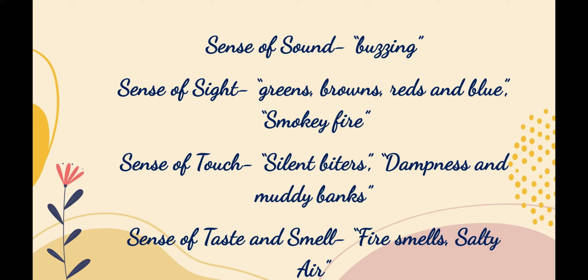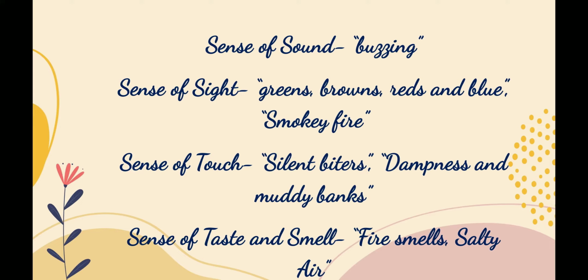For example, for the sense of sound, the word buzzing helps to create the sound made by the mosquitoes. For sight, the lines greens, browns, reds and blue, smoky fire help to inform what the poet can see. For touch, the line silent biters expresses how the poet can feel the mosquitoes bite, and the other line dampness and muddy banks describe how the poet's feet are slightly wet and muddy.